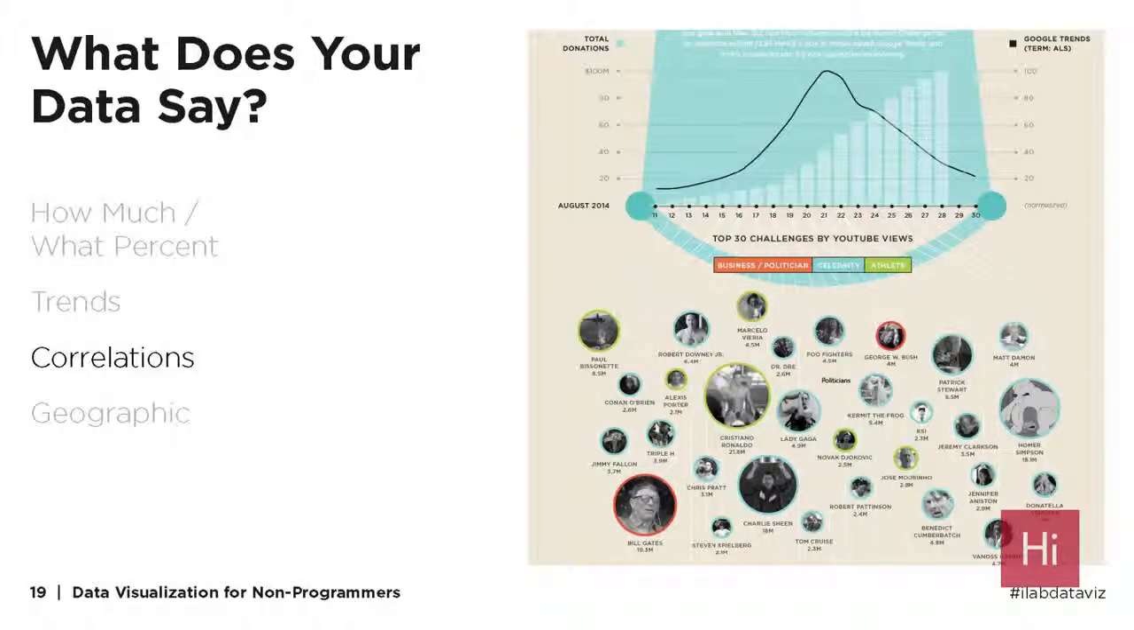Just for fun, we threw in a third element in this graphic, which was YouTube views. We picked the celebrities who got the most views. The size of the circle here is related to the number of views. The color of the circle is the category of celebrity. And then they're lined up by dates. So this is correlation. This graphic didn't say this made this happen, but it's still certainly valuable to look at this.